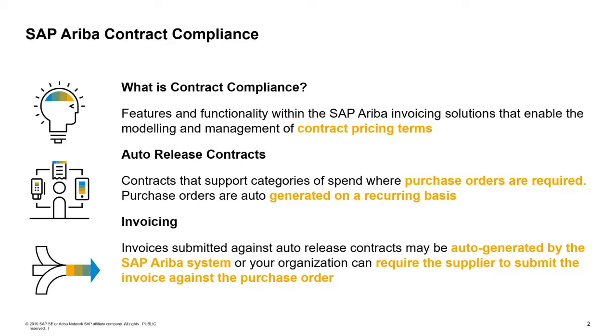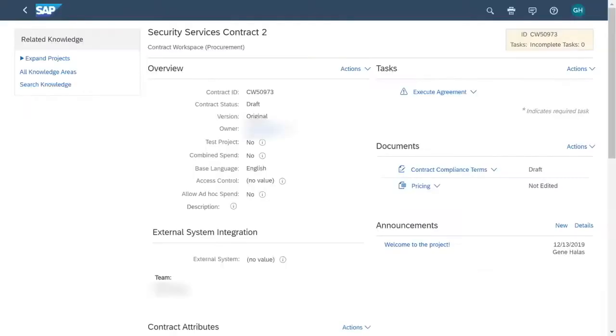or service. Organizations typically use this type of contract for planned services when internal processes dictate the necessity of a purchase order. Supplier invoices can either be auto-generated or you can allow suppliers to generate invoices based on the recurring purchase orders that they receive. For the purposes of this demonstration, we will assume that we are creating a contract for security guard services, and we will cover the key contract term fields related to creating the release contract with auto-generated purchase orders.